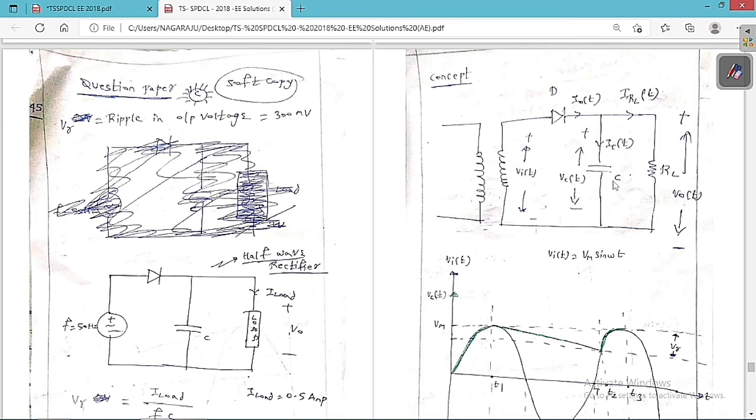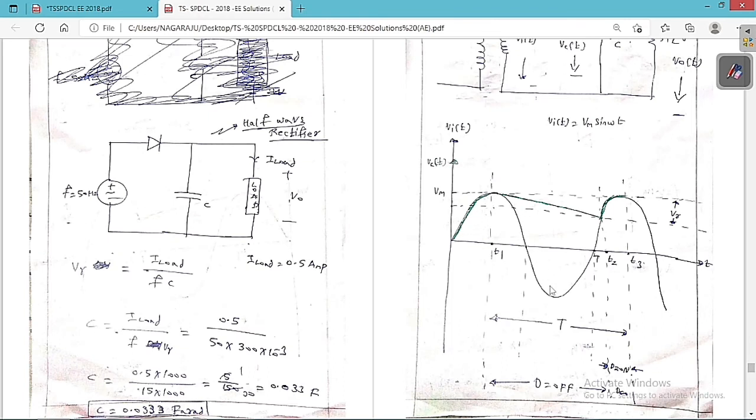So because of this principle, we can easily say that this is the thing that we are going to get. Therefore, I0 average is equal to IRL average. So this is the input voltage, VI of t is equal to Vm sin omega t. This is the input voltage that we are going to get here.